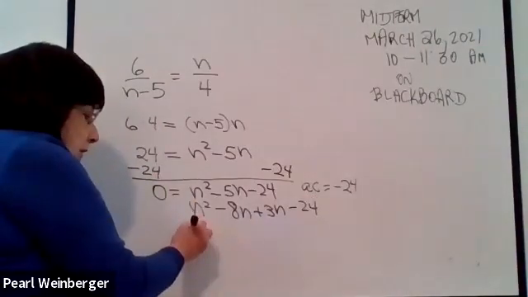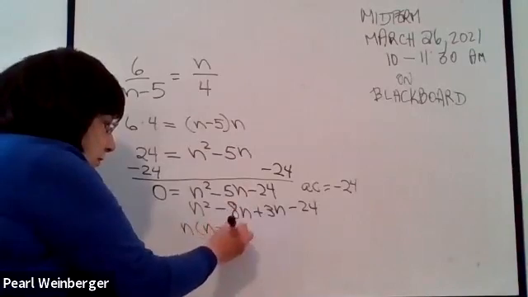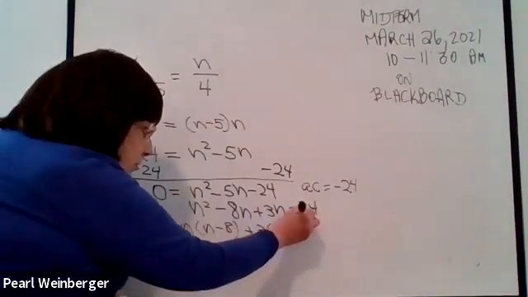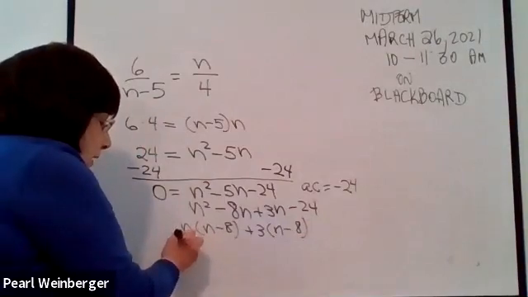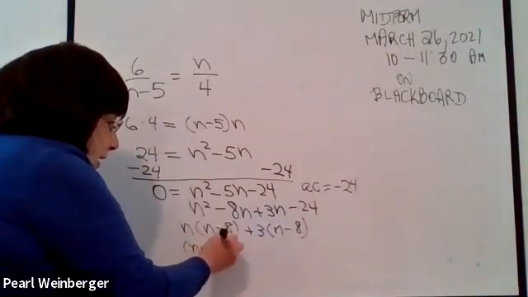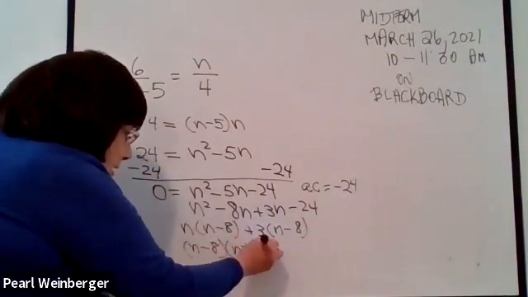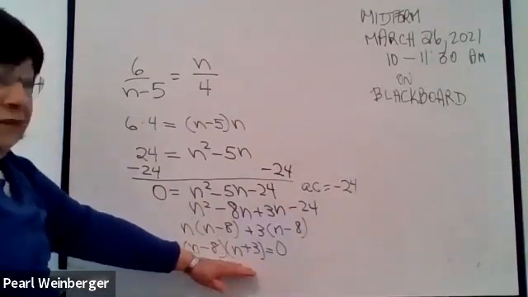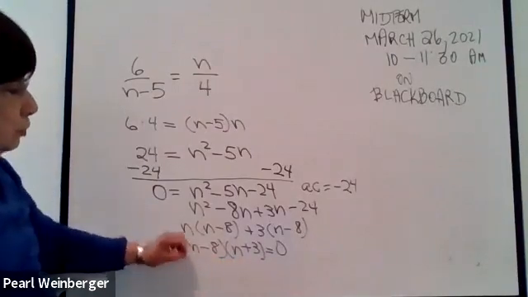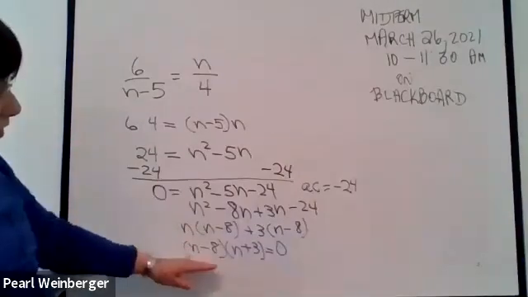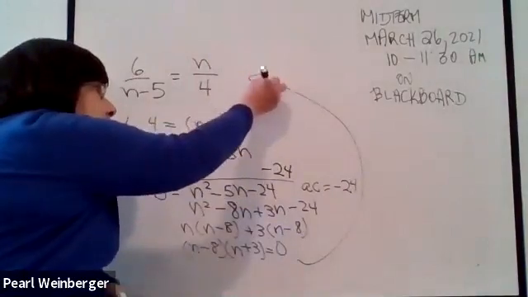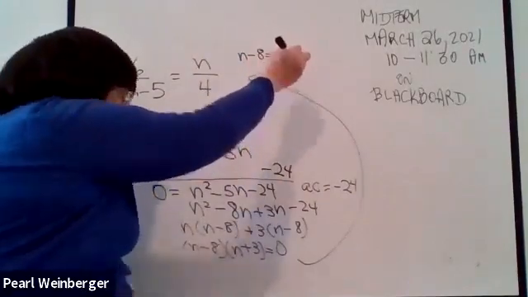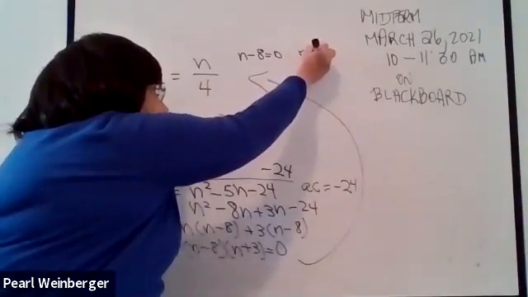Over here, my common factor is n, so I get n minus 8 in the parentheses. Over here, my common factor is positive 3, so I get n minus 8 in the parentheses as well. So this gives me n minus 8 and n plus 3. We finished the factoring, but we're not finished with the problem because this is a quadratic equation. We're looking to solve it, so we have to separate. We're going to separate it to n minus 8 equaling 0 and n plus 3 equaling 0.